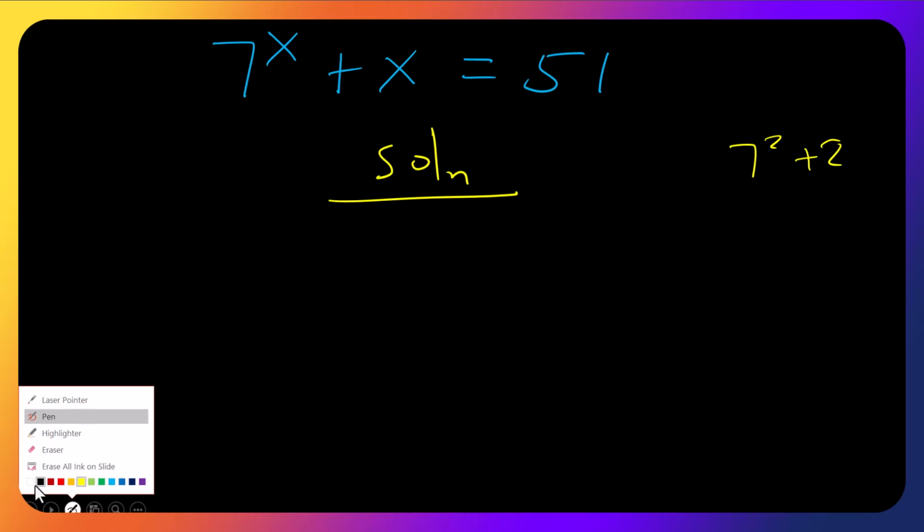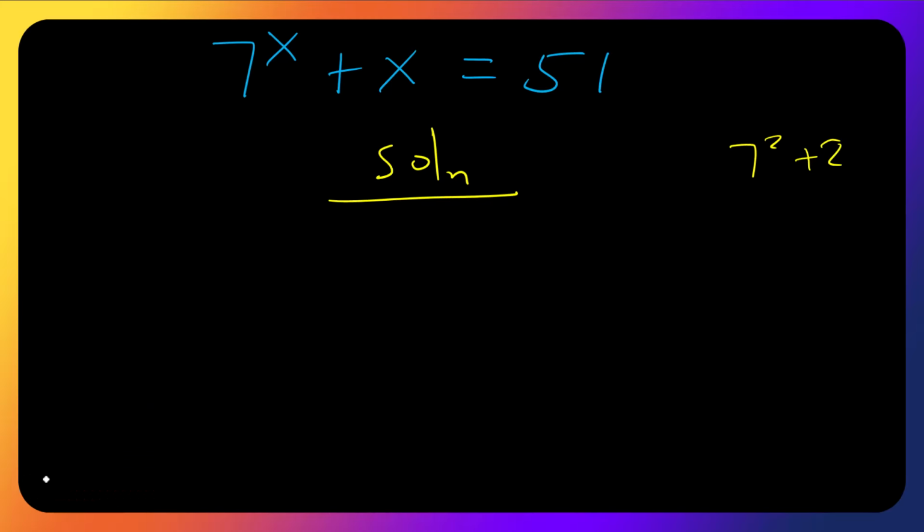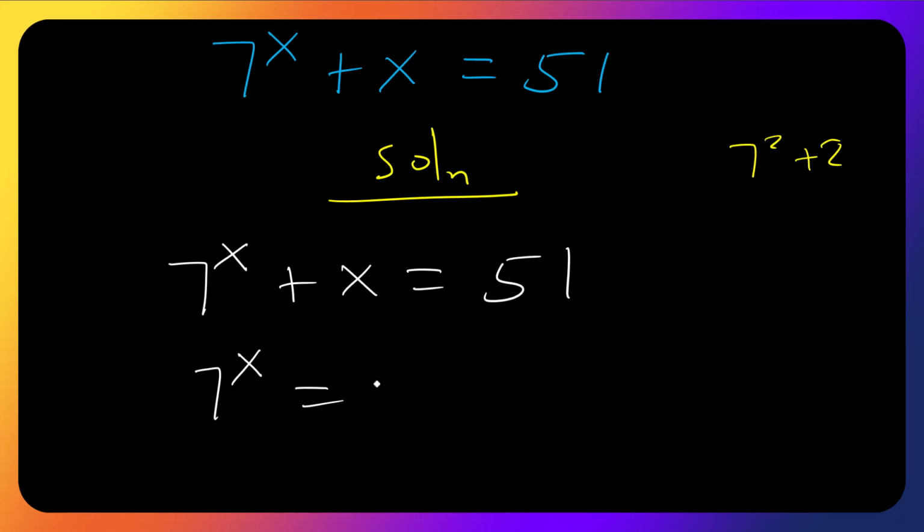Now, we know x equals 2, but how do we solve for that 2? That is the worry here. So we have this equals 51. Now let's send the x to the right hand side. That will be 7 to the power x equals 51 minus x. Now I want to send everything to the right.